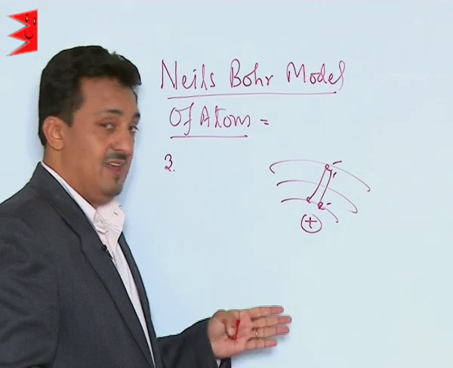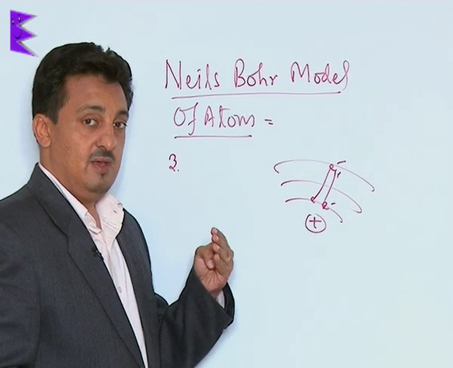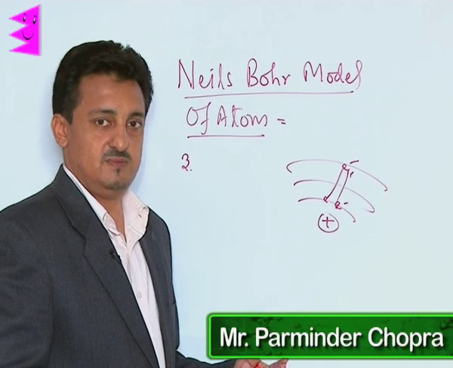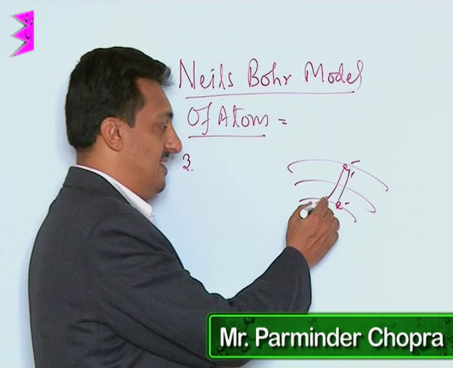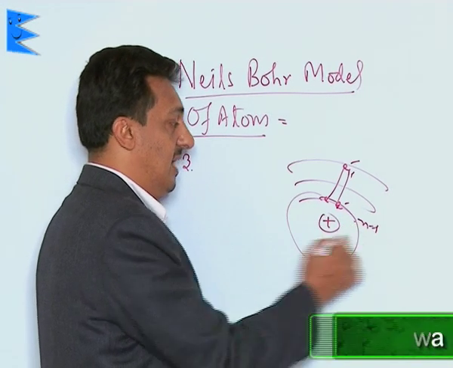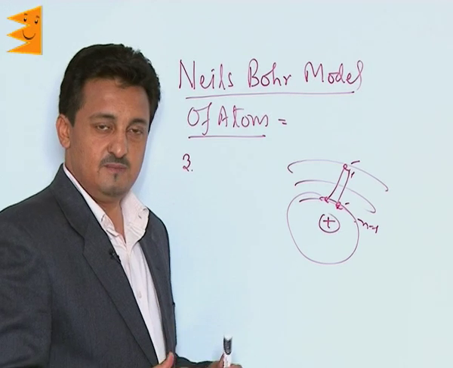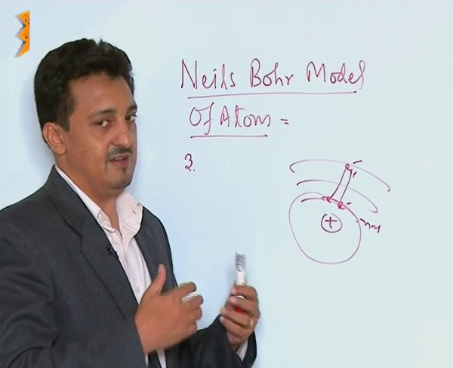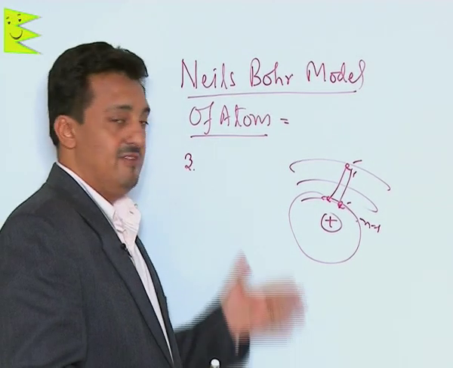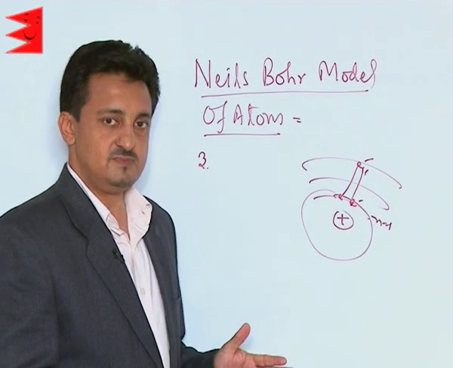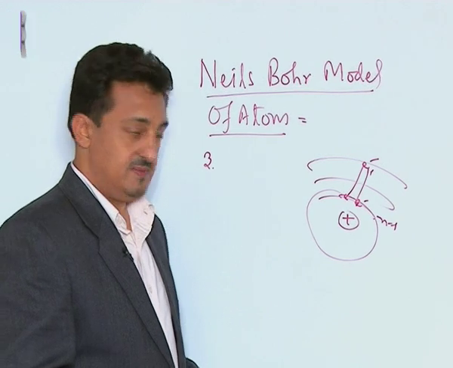So whenever the electron shows any kind of transition, only then is energy given out. Otherwise, unless it is in its own same orbit, it is not going to lose any energy, so it is not going to emit any radiation. So radiations are emitted only during transitions. That's the most important thing.